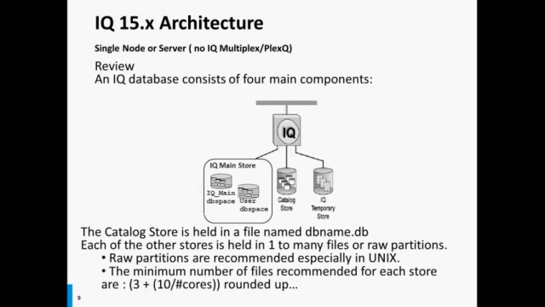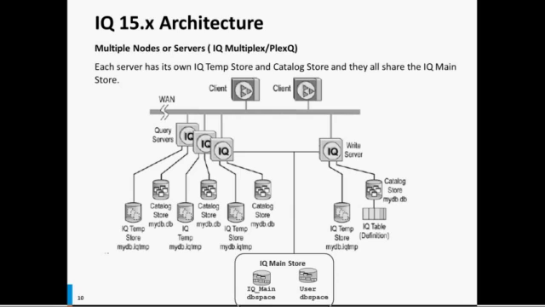So here's a graphical representation of that. In a single node server, where we're not doing distributed query processing or any of the FlexQ type processing, you basically have your three main stores: your IQ main store, your catalog store, and your temp store. Your IQ main store would contain the IQ main DB space and the user DB space. The catalog store would contain the catalog DB space, and the IQ temp store would contain the IQ temp DB space.